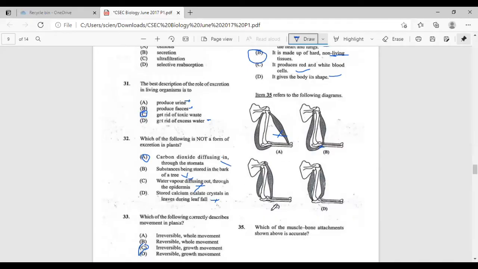Then, looking at C now, I would also eliminate C because the attachment is not here on this bone. It has to be on this bone, this one right here. And the attachment is not so far here, so I'm eliminating C also. So D, hopefully, yes, from one bone to the next. So D is looking correct.